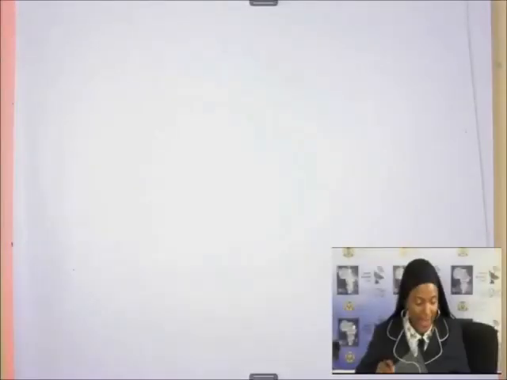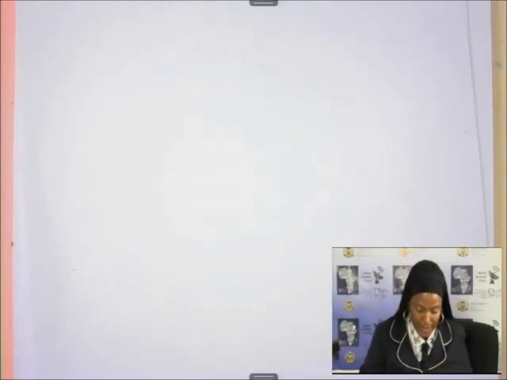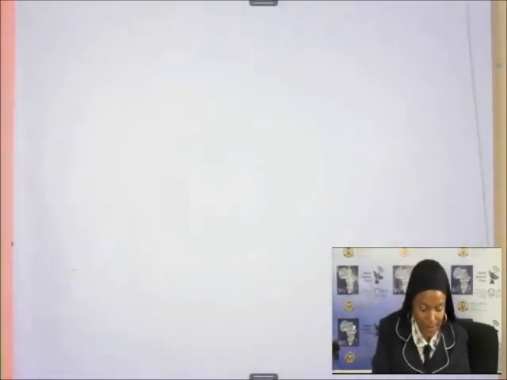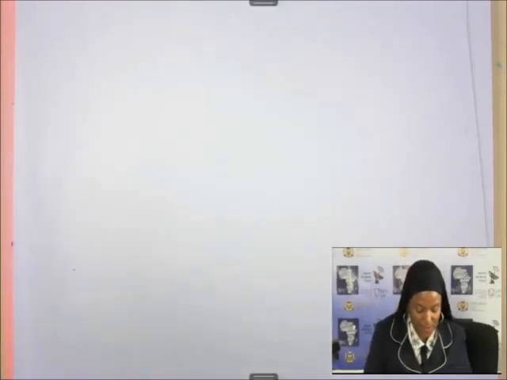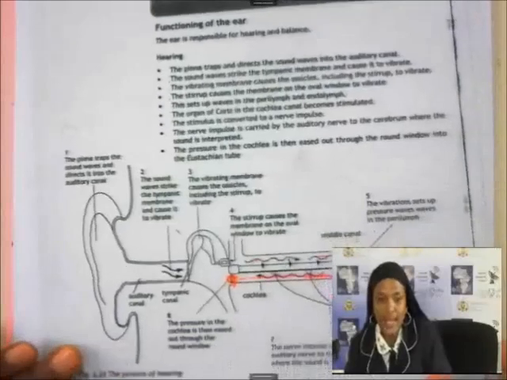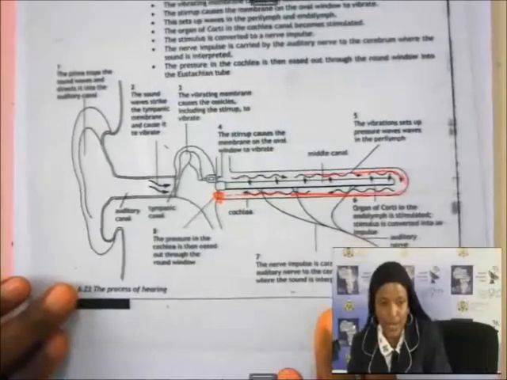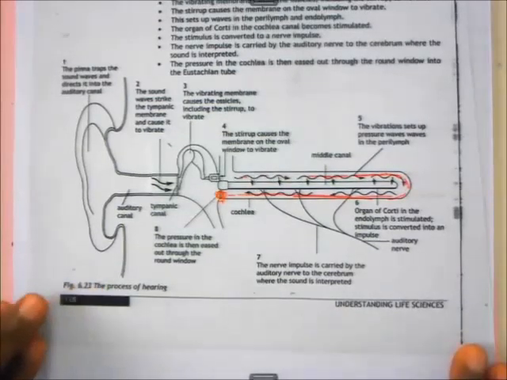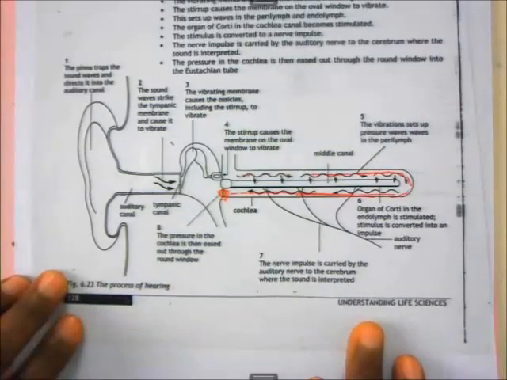Quickly now, what I'm going to do with you is that we need to explain how balancing takes place. Let me start first with how hearing takes place, because in the exam, you can be asked to explain how hearing takes place. Number one, we need to know the structures which are involved in hearing.